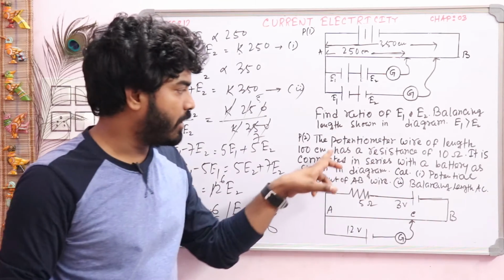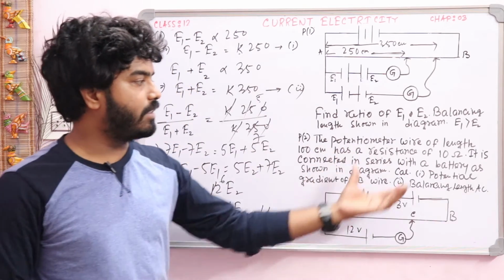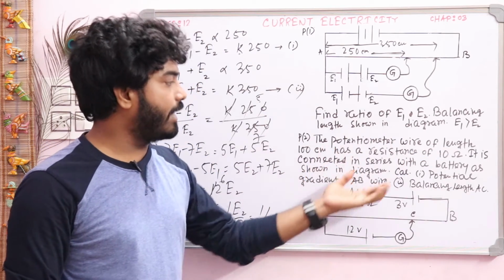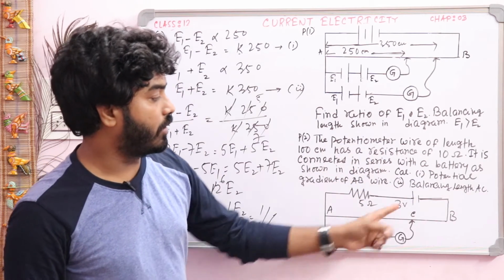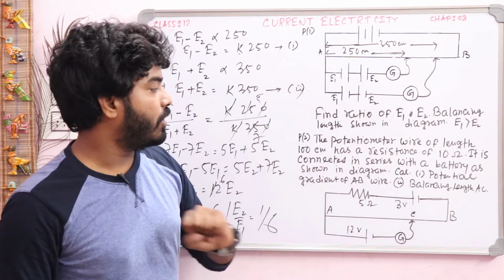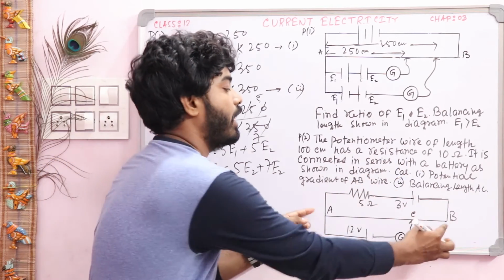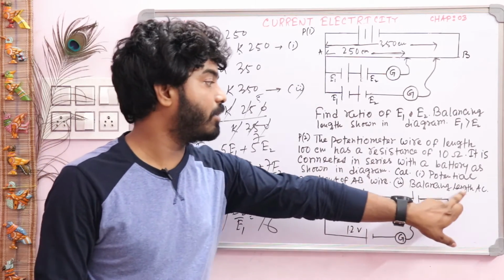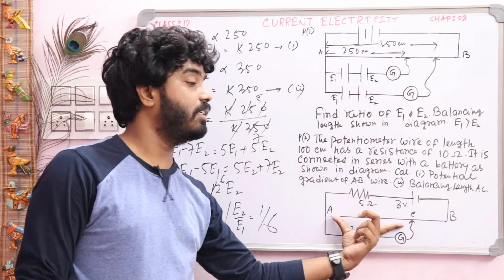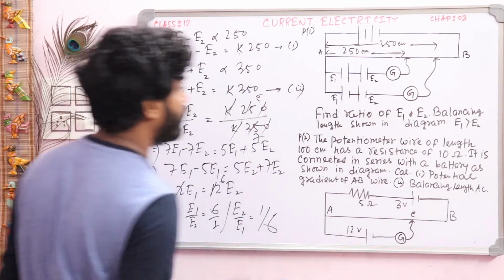The important problem: the potentiometer wire of length 100 cm has a resistance of 10 ohm. It is connected in series with a battery as shown in this figure. This battery is 3 volt. Calculate the potential gradient of AB wire. This wire's potential gradient we have to find out, and also we have to find out the balancing length AC, this balancing length. Okay, so first of all, write the given value.